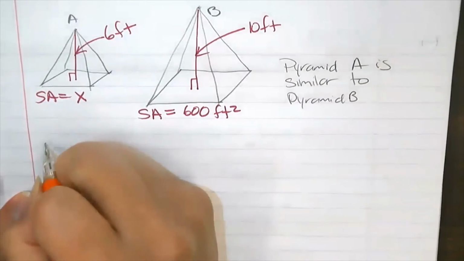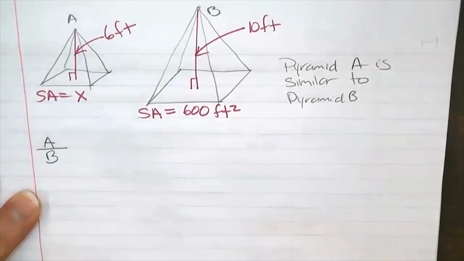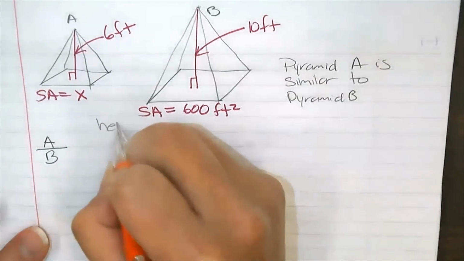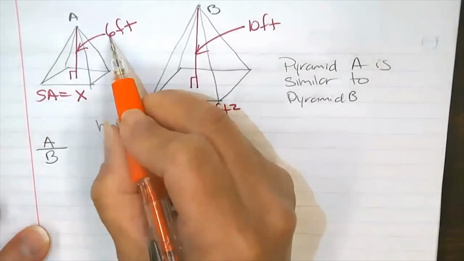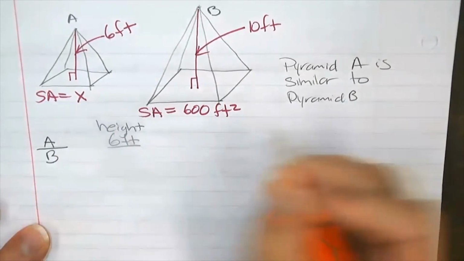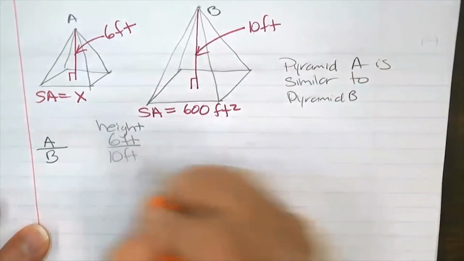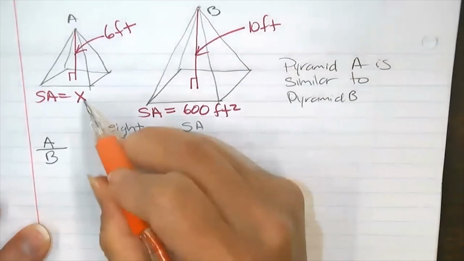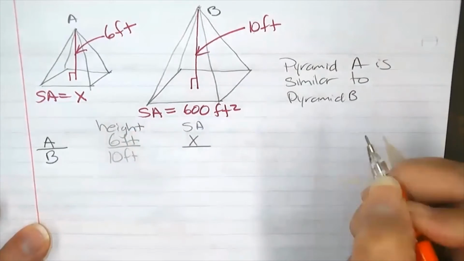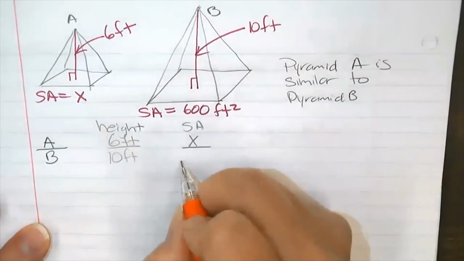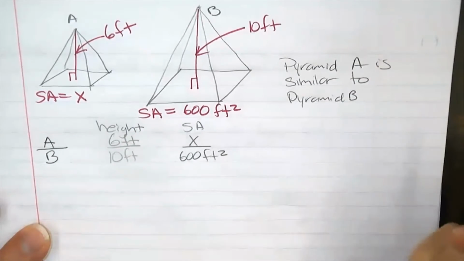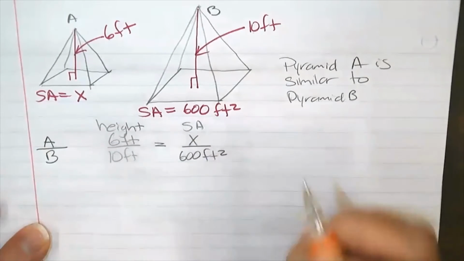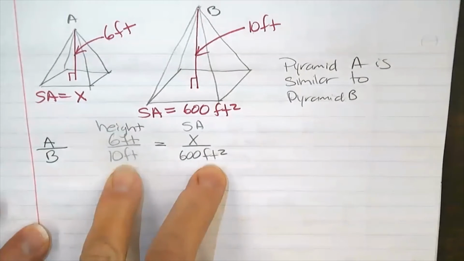So I'm gonna put pyramid A over pyramid B. And I'm gonna deal with what I know first. I know the height. So the height of A is 6 feet and the height of B is 10 feet. Now let's work with surface area. The surface area of A is X and the surface area of B is 600 feet squared. Now, because they're similar, we have set up equivalent fractions.